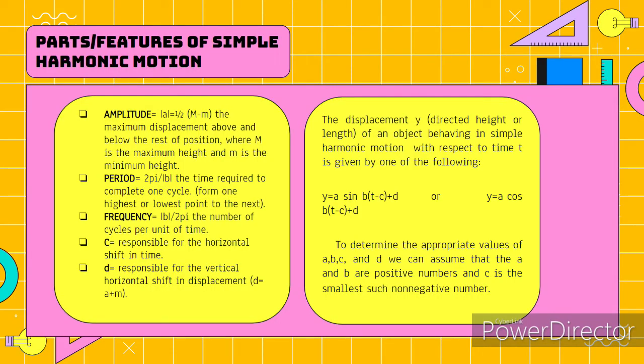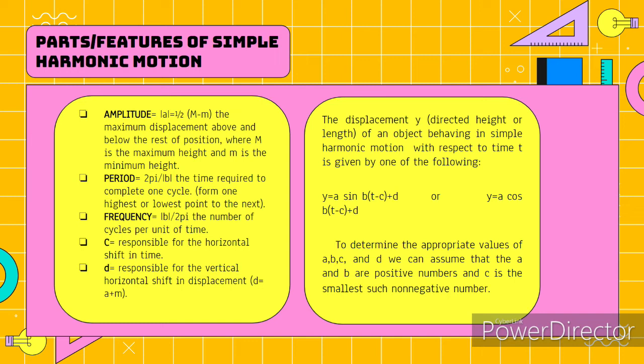Parts or features of simple harmonic motion. The first one is amplitude. |a| = 1/2 (M − m), the maximum displacement above and below the rest position, where capital M is the maximum height and m is the minimum height.